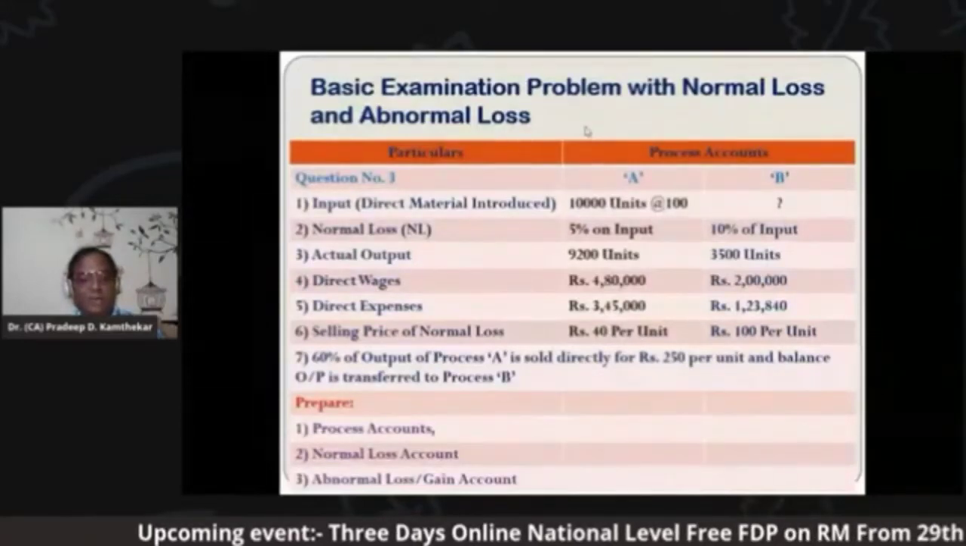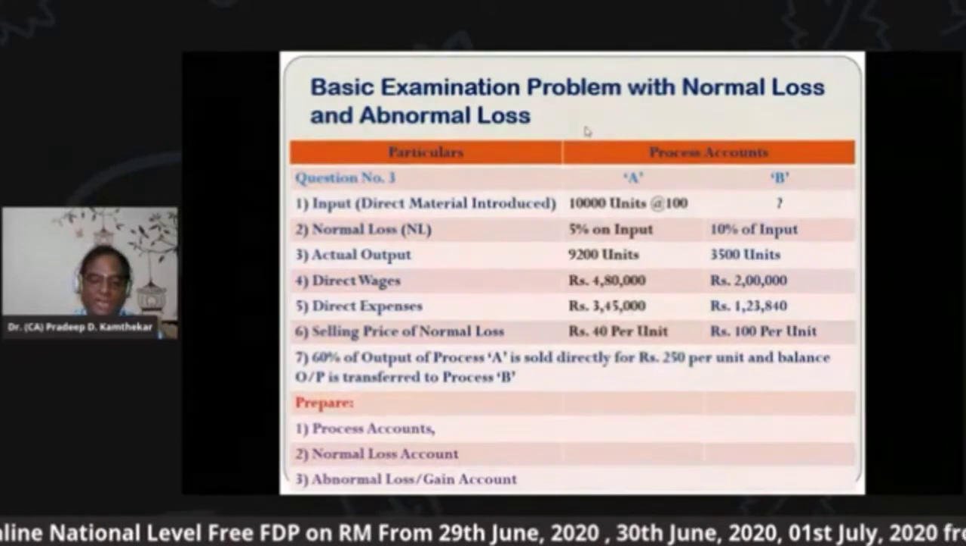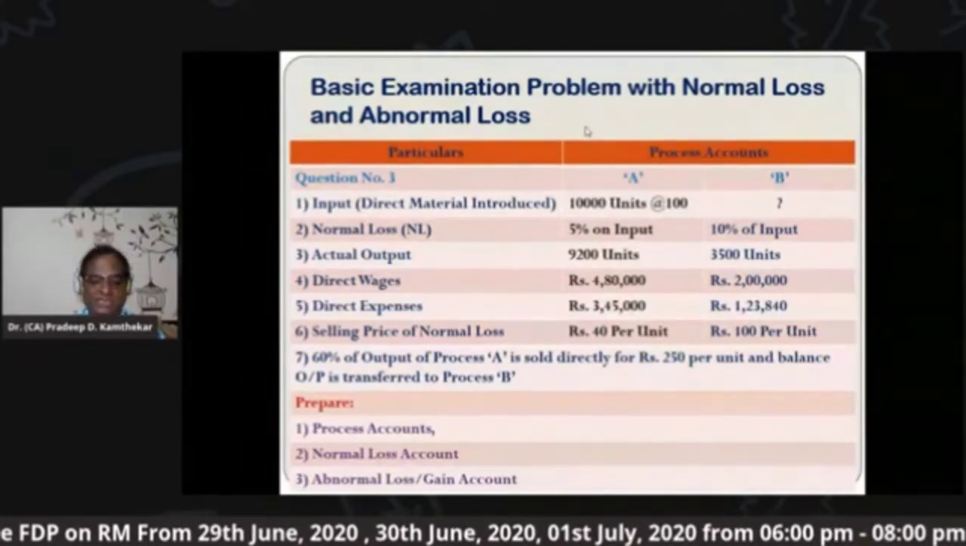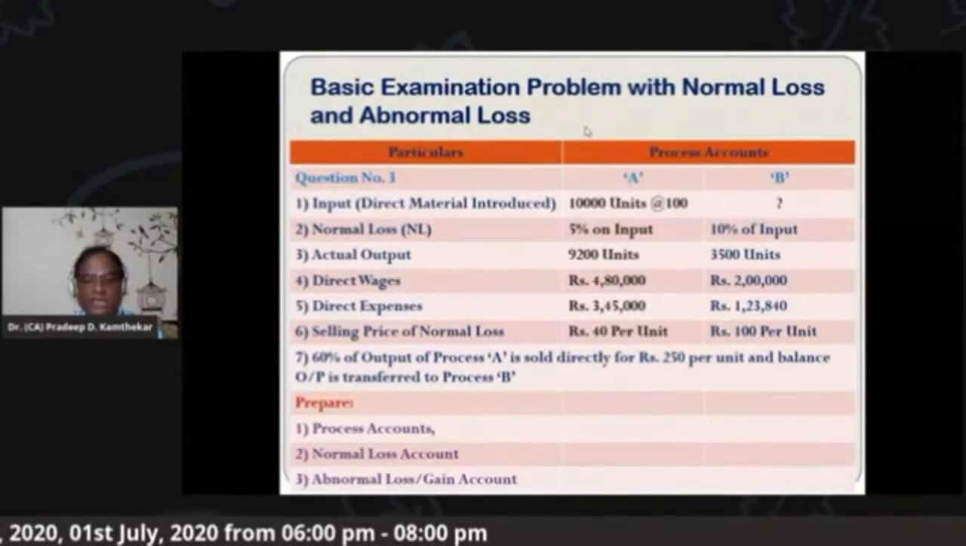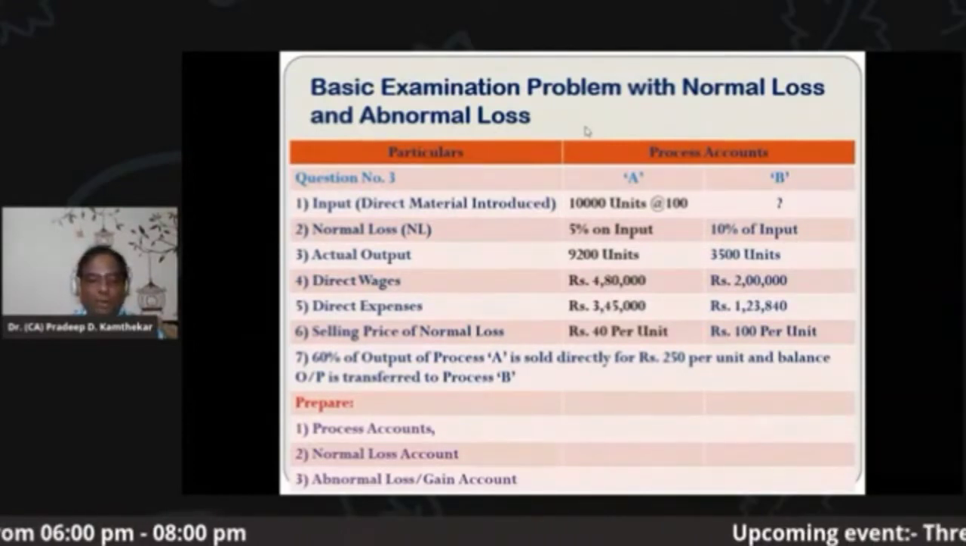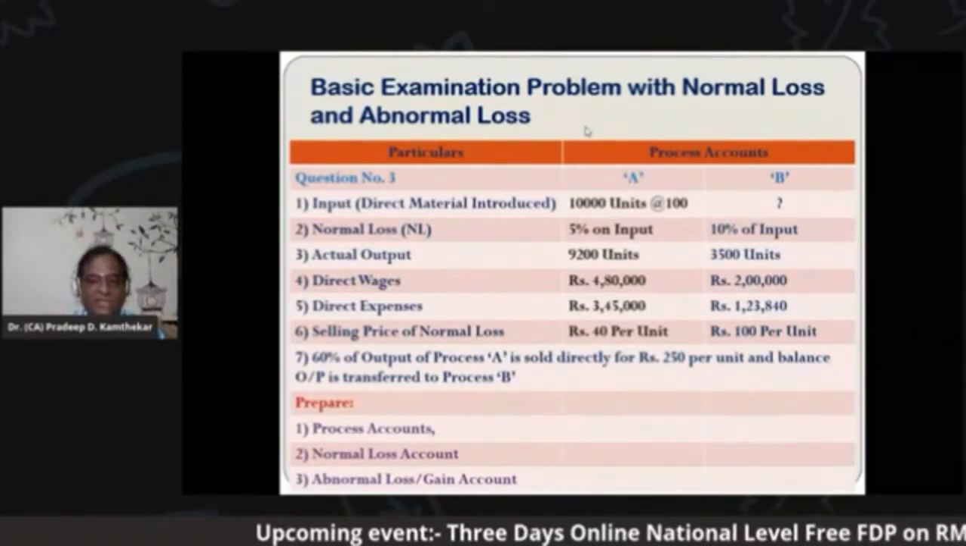See, in some process account problems, the output of one process is directly sold and the balance is transferred to the next process. So in that type of process cost accounting problem, we have to account only for the extra profit which is there on this sale. So in this problem, that is the only different thing.